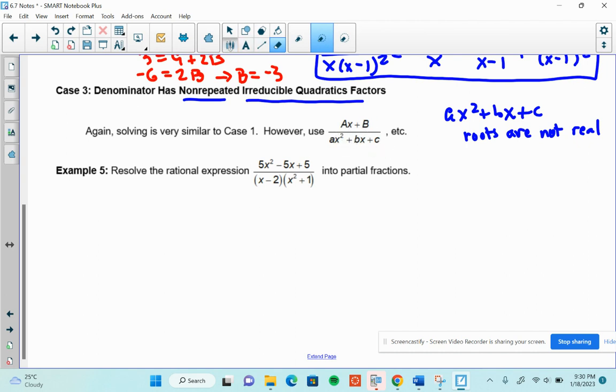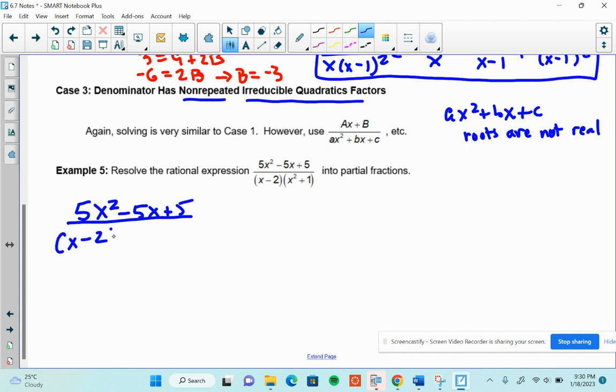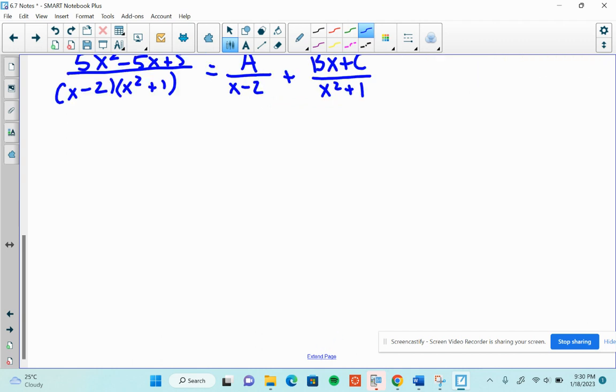Okay, so what we're going to do is we're first of all going to rewrite this. Here's what it needs to look like. So there's my x minus 2. There's my irreducible quadratic x squared plus 1. We have to have a constant over x minus 2. We have to have a bx plus c over x squared plus 1. And then the rest of it is very similar to what we've already done.